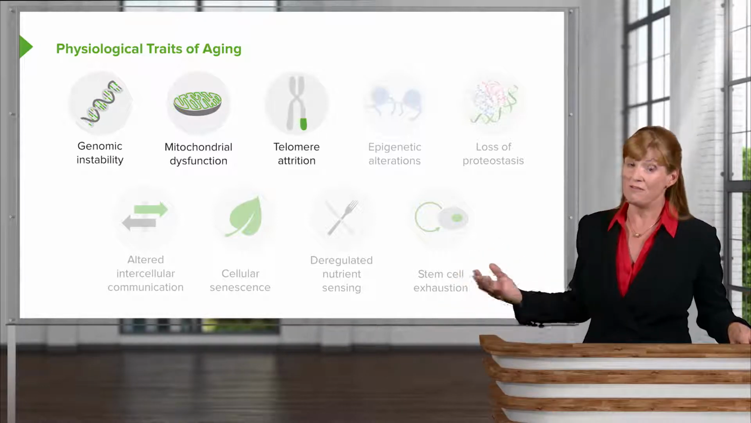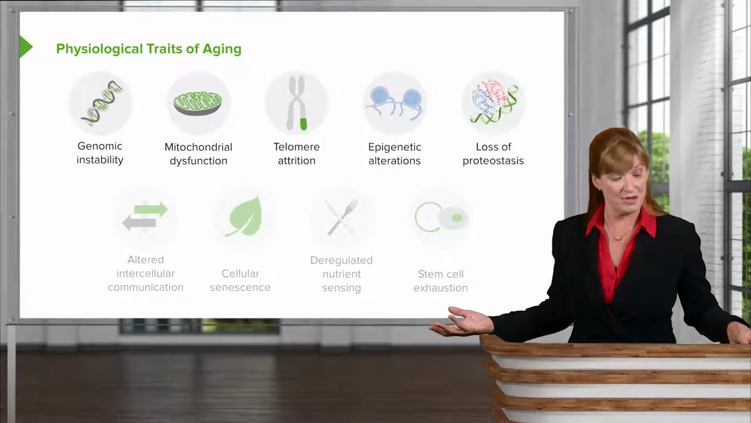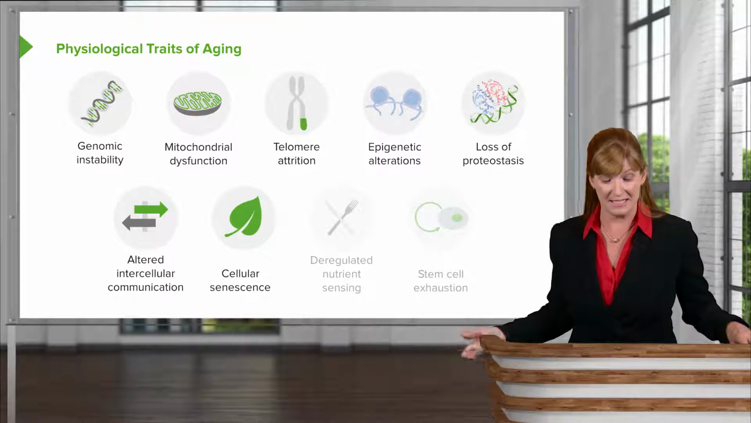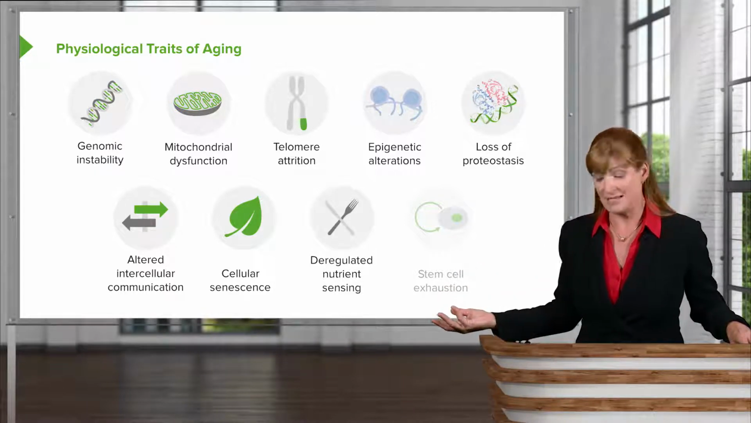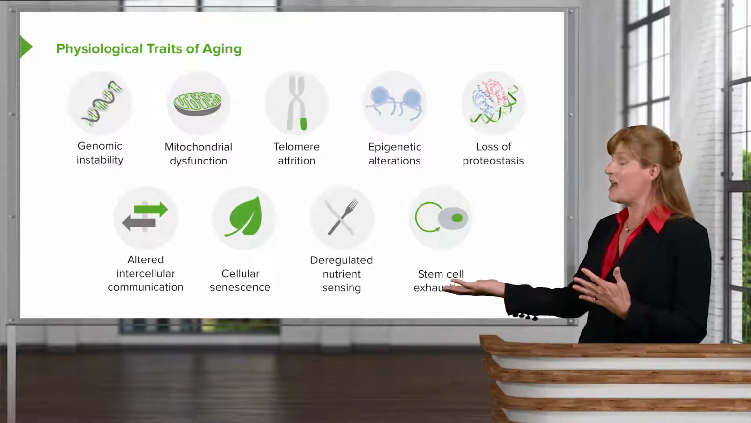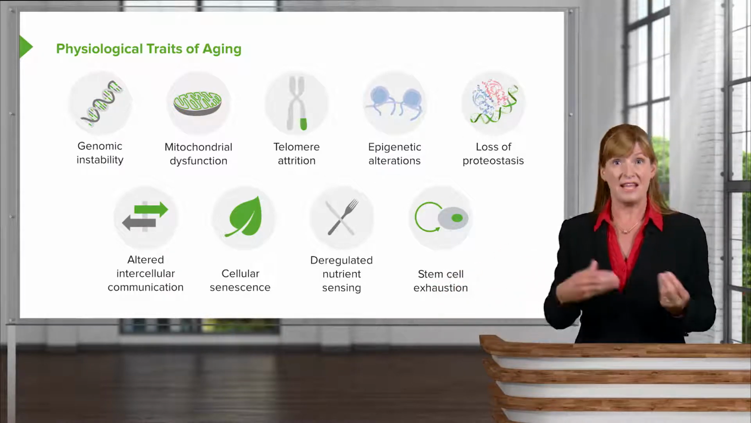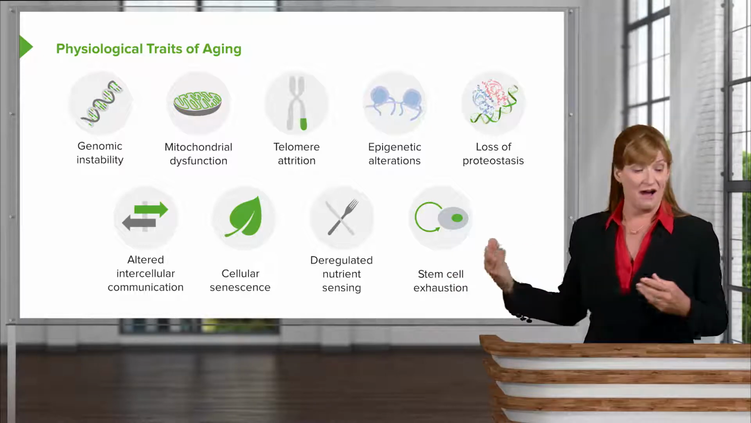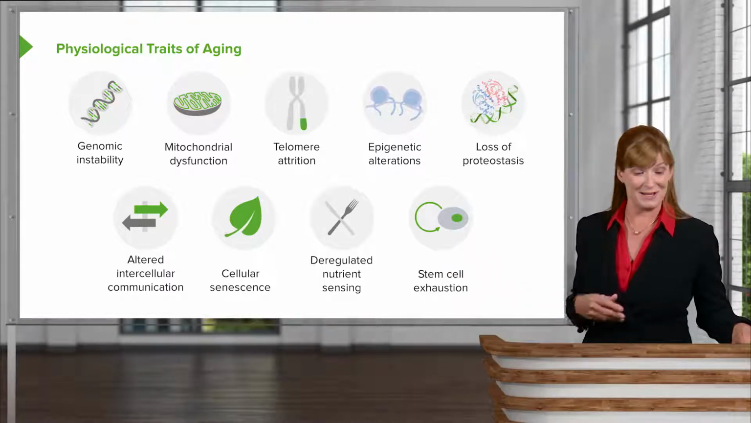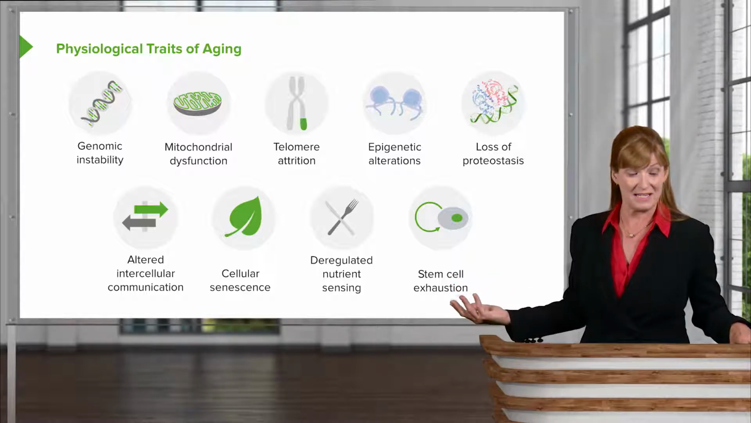All of these should be pretty familiar topics, right? We have epigenetic alterations, loss of proteostasis, altered intercellular communications, cellular senescence, as well as deregulated nutrient sensing and stem cell exhaustion. So these are 9 categories of things that do change as cells age and lend themselves to some of the phenotypic manifestations of aging. So we will move through these categories fairly rapidly as I summarize some of the things you already know quite a lot of details about.